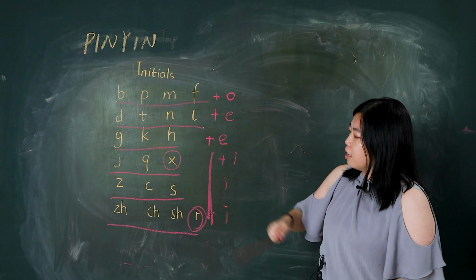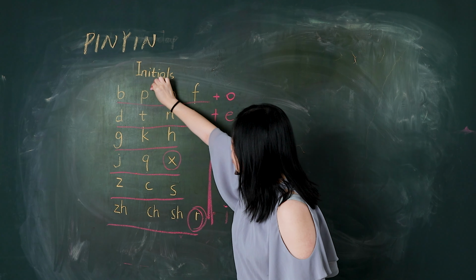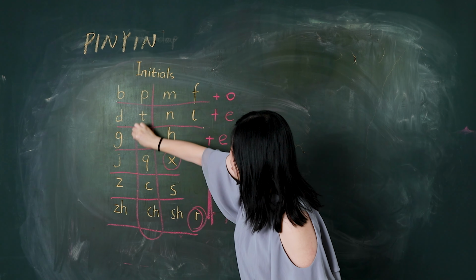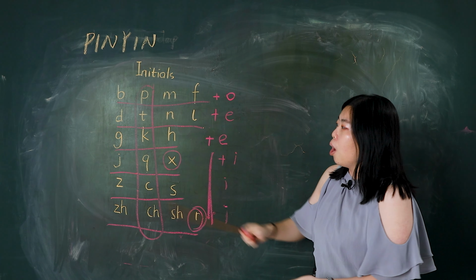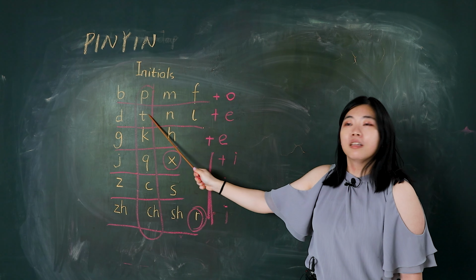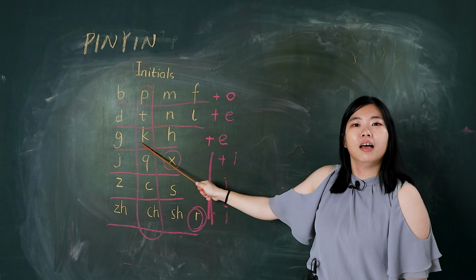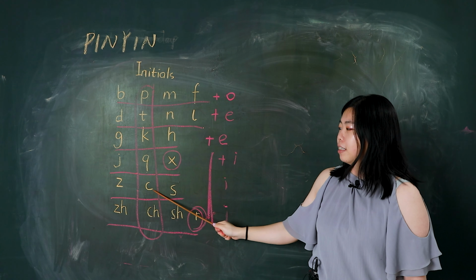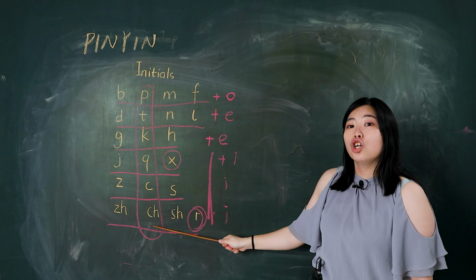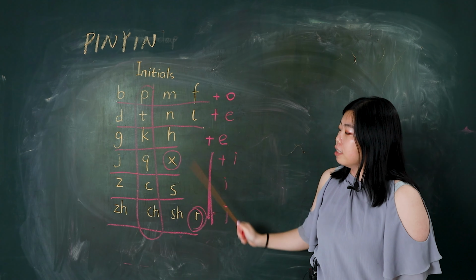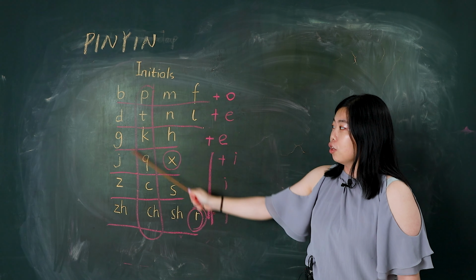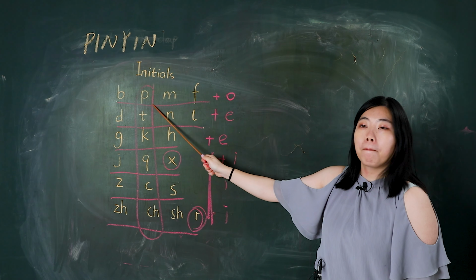Now let's see if you find these in here. P, t, k, qi, c, chi. These all have strong air flow out. So read one more time with me.